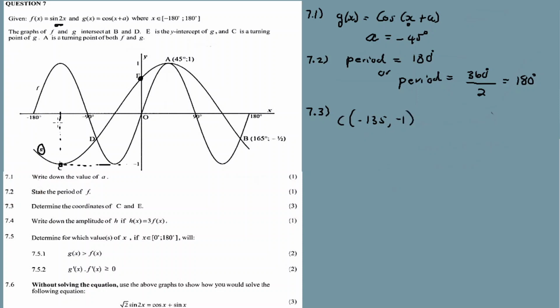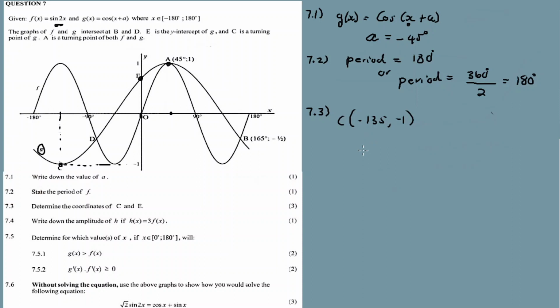It's shifted by 45 degrees. From 0 to here, it's 45. From 180 to here, it shifted by 45. So I say 180 minus 45 gives 135. These are the coordinates for C.